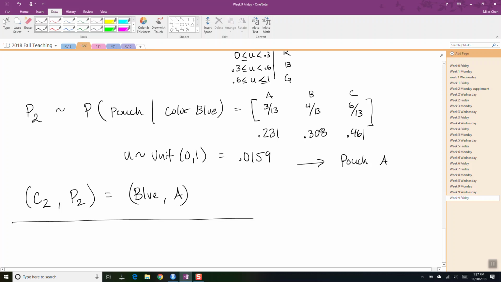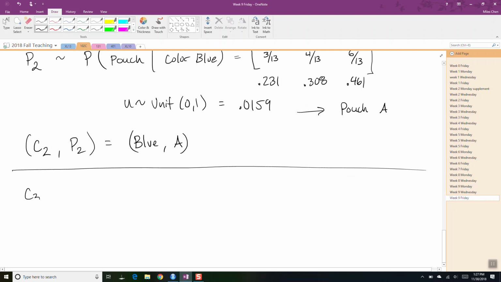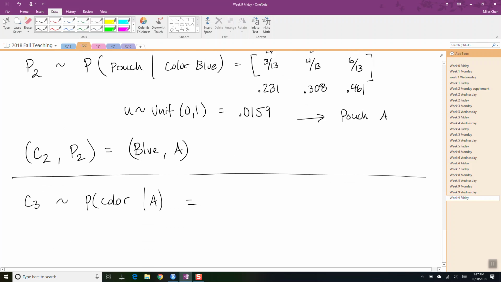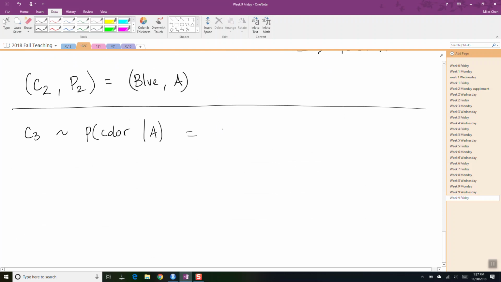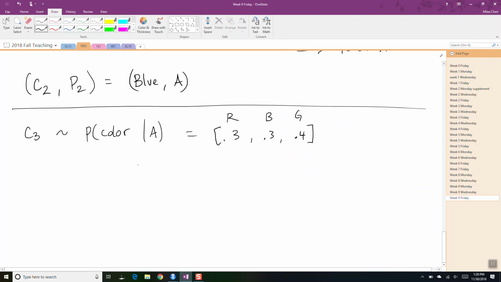Okay, and then we would do another iteration, and so now we want color 3. This is going to come from the probability of color given A, which we established was 0.3, 0.3, 0.4, for red, blue, and green. And then I would draw a random uniform, and I get 0.517. So this corresponds to blue.